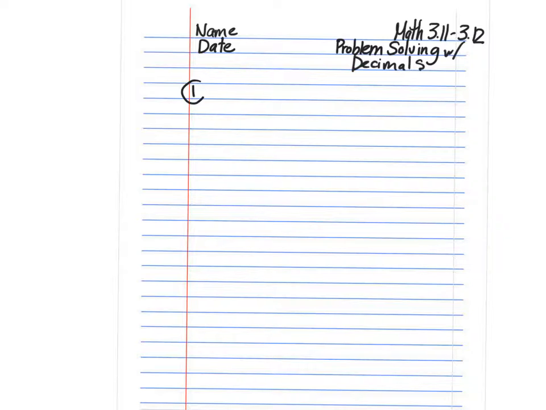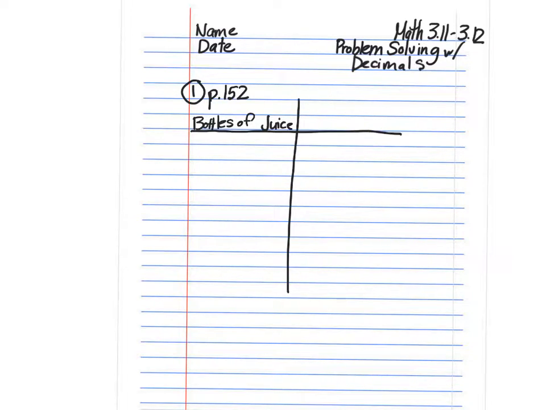Okay, so problem 1, you're going to do the chart. You're going to show me the chart that you had completed on 3.11 on page 152. The reason we're doing this is because it's kind of all over the place. Page 152, you're going to do your chart. So bottles of juice, and then you're going to make a line down here. It's going to be amount.